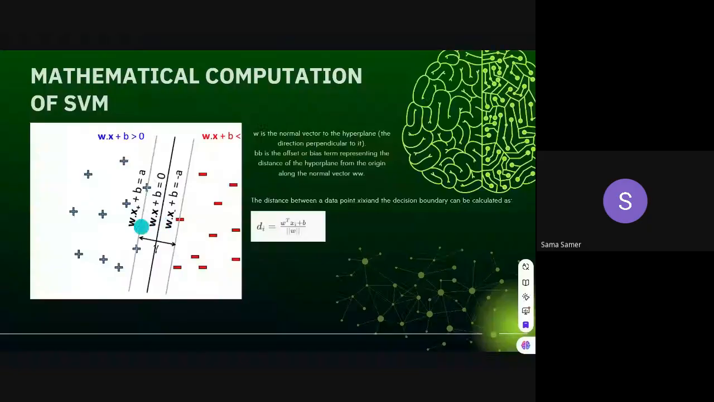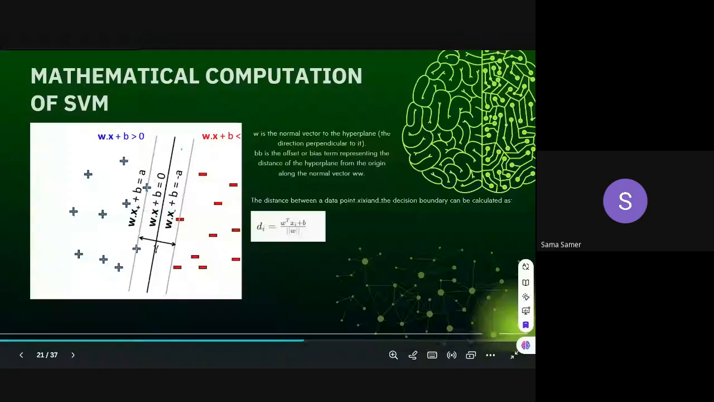We have W, and W is the normal vector to the hyperplane, which means the direction perpendicular. We take a point, the positive point, and the main hyperplane, and we calculate the distance and put it inside the W. Same as for this point. So we can say W is the normal vector, which determines the direction perpendicular to the margin that we have to calculate the distance.